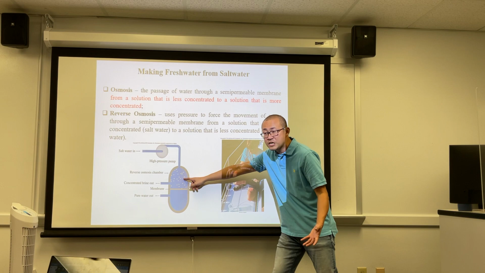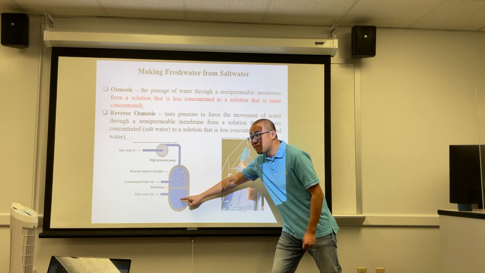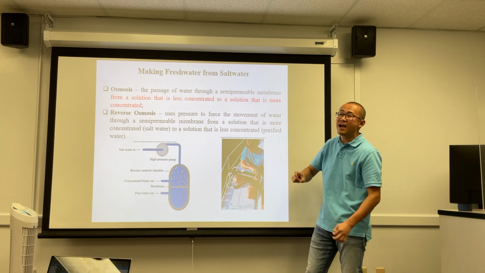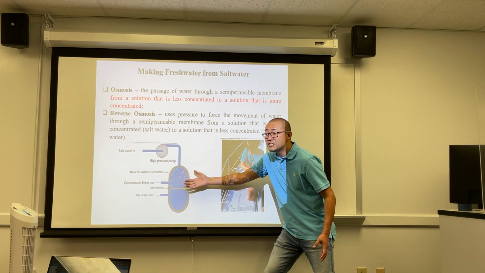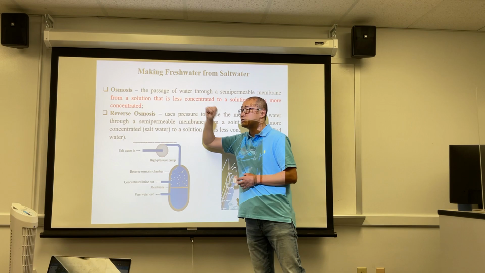what happens is water will flow from fresh water to seawater. That's a spontaneous process. Again, net flow. Water is flowing in both directions, but the net effect is that water will get more and more into seawater, which is not what we want. We want to make fresh water from seawater. So that's the natural or spontaneous osmosis process.